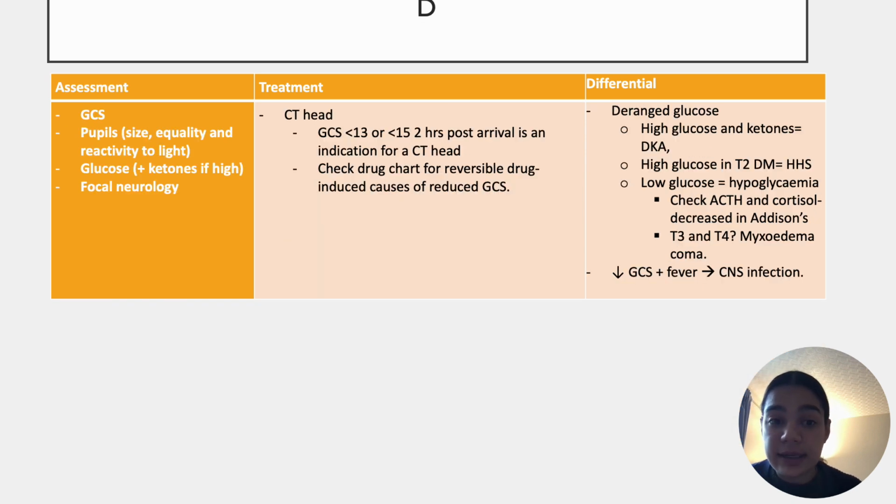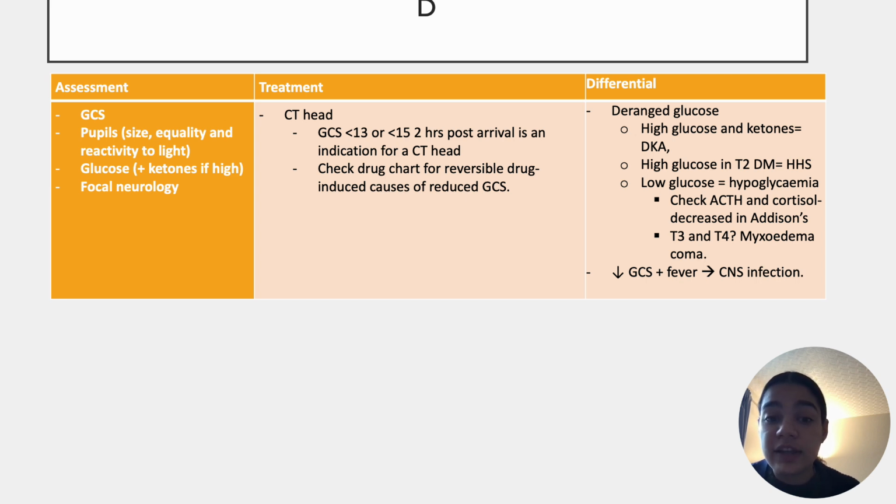So for D, disability, you want to assess the GCS, the pupils, seeing if they're equal and reactive to light. You also want to assess the glucose score and look for any focal neurology. You might want to do a CT head. There are nice guideline indications for what would qualify you for a CT head.